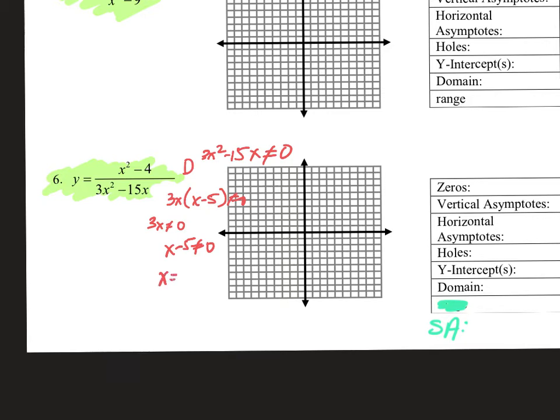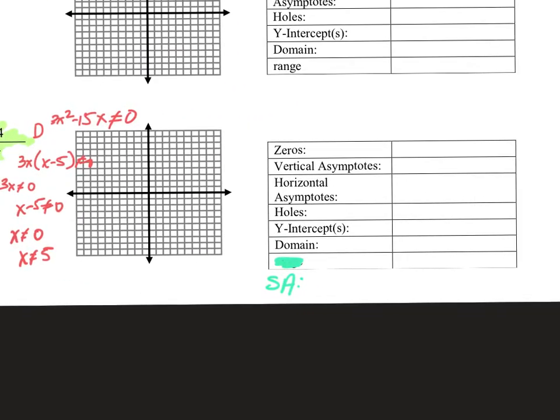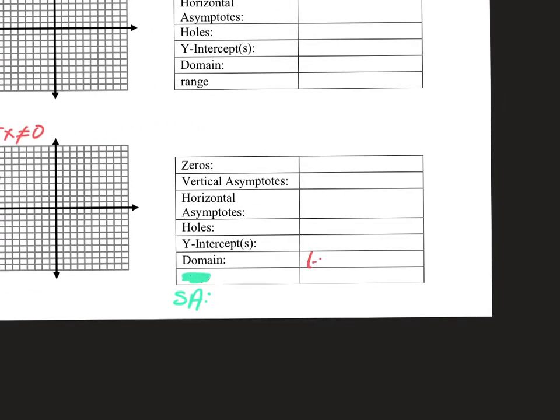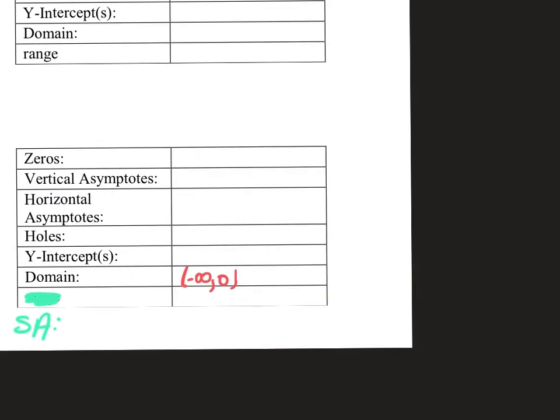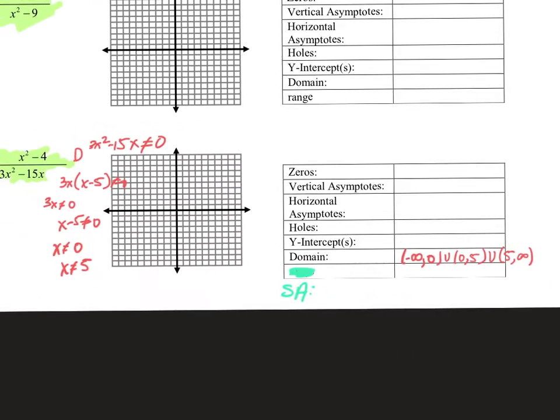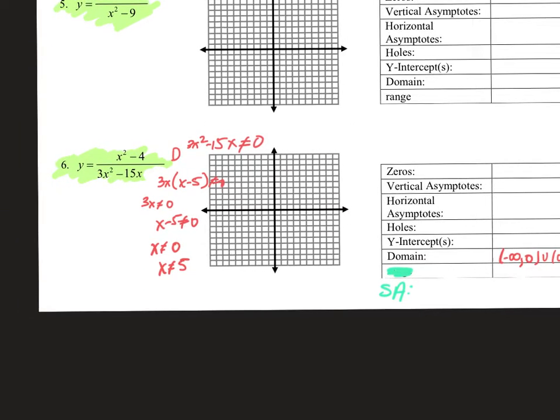So my domain restriction is 0 and positive 5. The domain cannot be either one of those numbers. Does everyone agree? So for my domain, the way that I would say that is negative infinity to 0, union 0 to 5, union 5 to infinity. Agree?